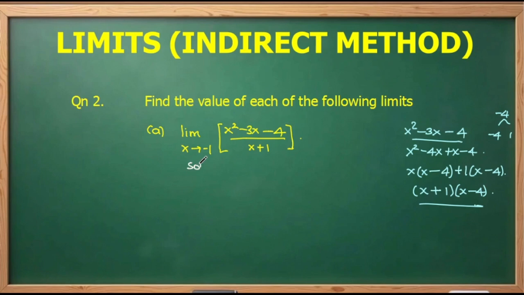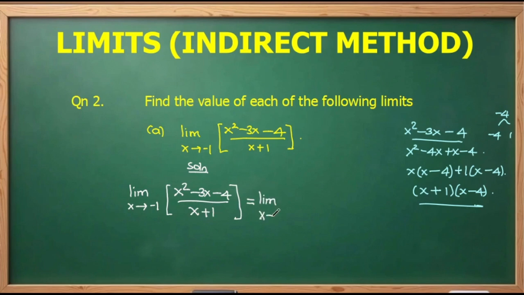So in our solution, we can now say the limit as x tends to -1 of x squared minus 3x minus 4 divided by x plus 1 can be rewritten as the limit as x tends to -1 of x plus 1 times x minus 4, then divided by x plus 1. Then we close this one.